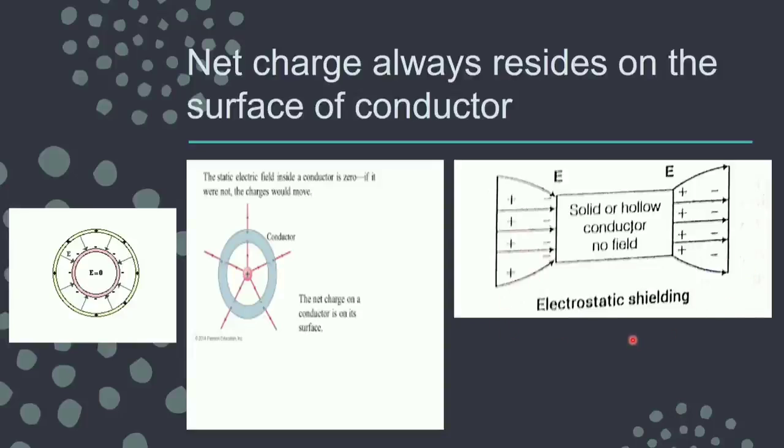Similarly, many wires and many electronic devices are also protected in the same way by keeping them inside metallic spheres, hollow spheres you can put them. So this is about electrostatic shielding, and you have to again notice that net charge is always lying on the surface of the conductor.